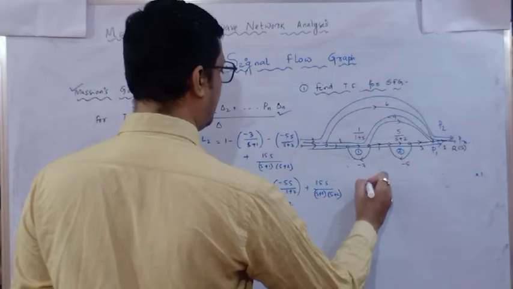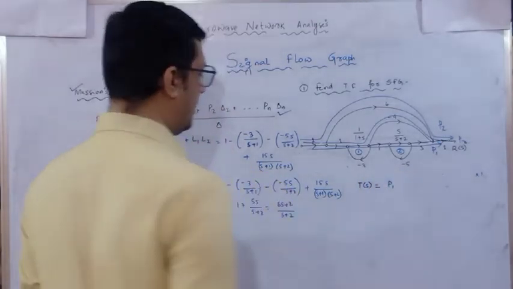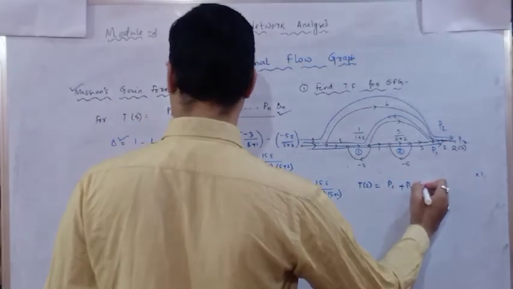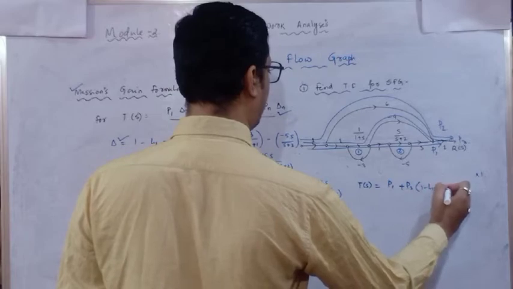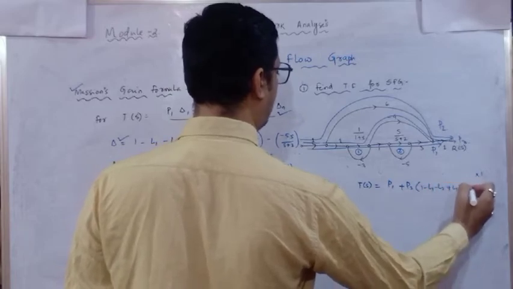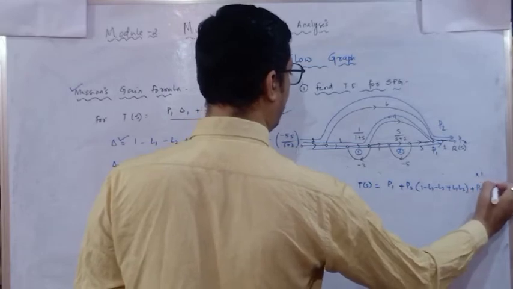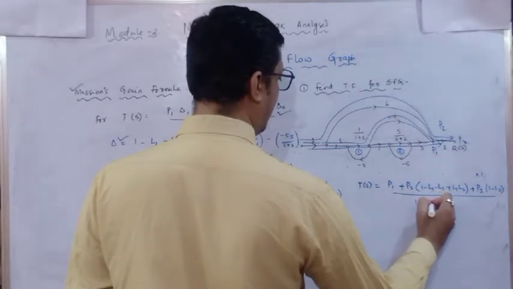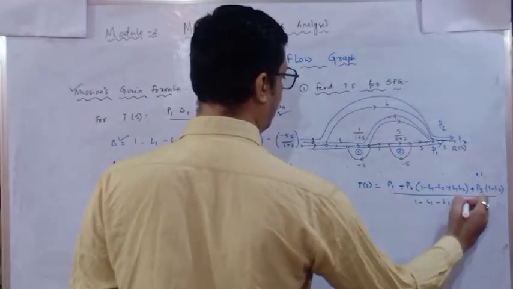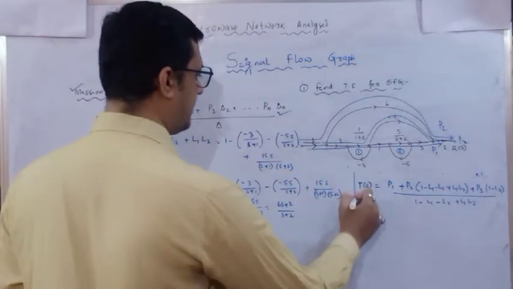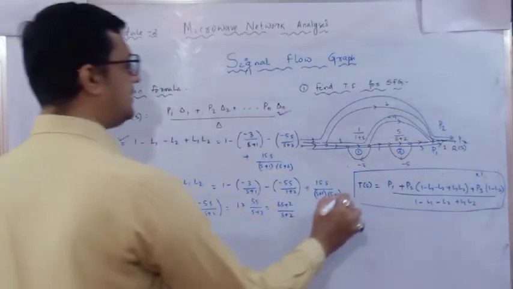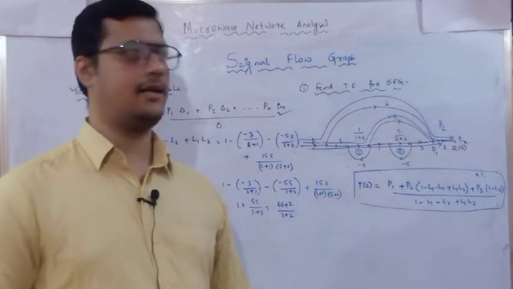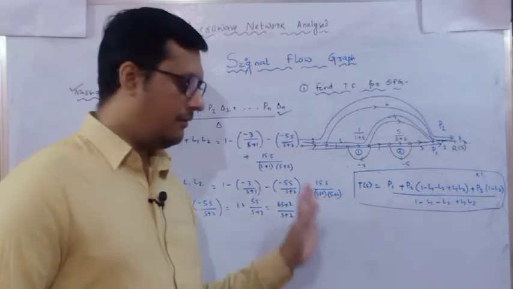So my transfer function I can write as P1 del 1 is 1, plus P2, what is del 2? 1 minus L1 minus L2 plus L1 L2. What is P3 into del 3? 1 minus L2, whole divided by del, that is 1 minus L1 minus L2 plus L1 L2. So this is my transfer function for the given signal flow graph. Like this you have to analyze it and determine the transfer function. We will take one more question.